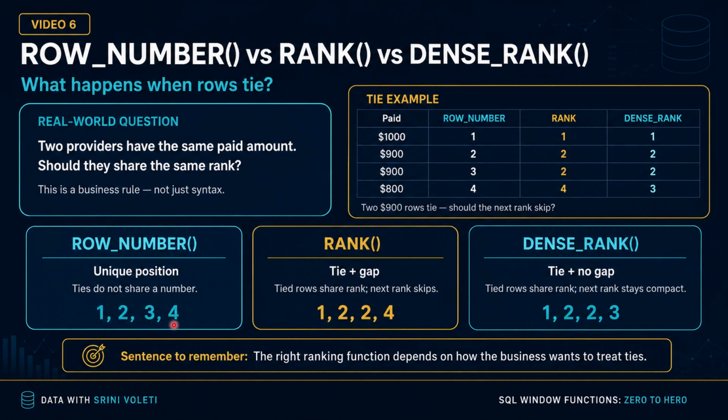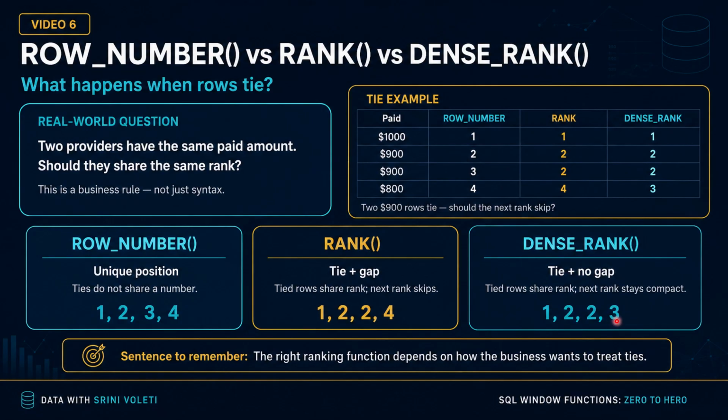Rank says tied rows share the same rank, but the next rank leaves a gap. So we can get 1, 2, 2, and 4. Dense rank says tied rows share the same rank, but do not leave the gap. So we can get 1, 2, 2, and 3.